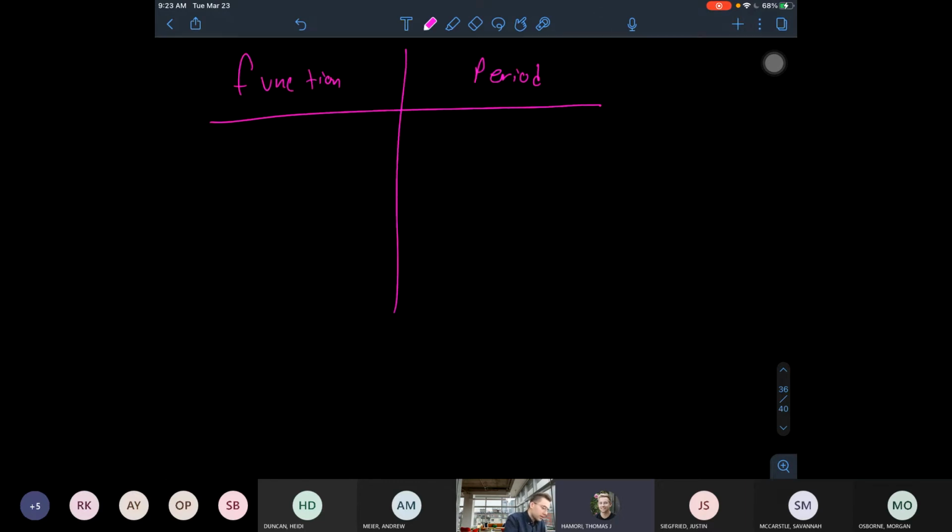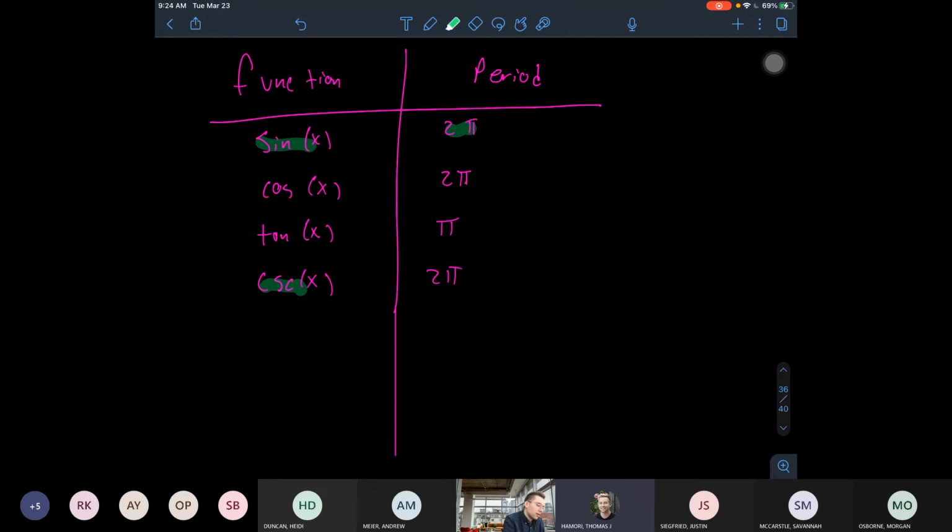Okay, so let's write down each trigonometric function and state its period. Sine of x, the period is 2 pi. Cosine of x, the period is 2 pi. Tangent of x, the period is pi. Cosecant of x, the period is 2 pi by virtue of the fact that cosecant comes from sine, and sine is 2 pi periodic, so cosecant will be 2 pi periodic.